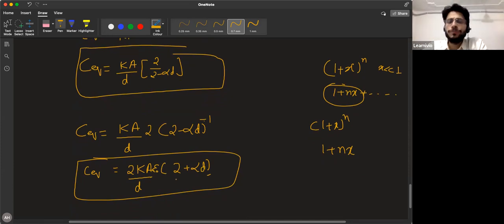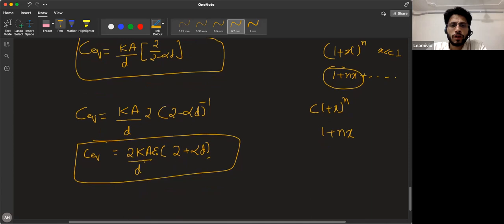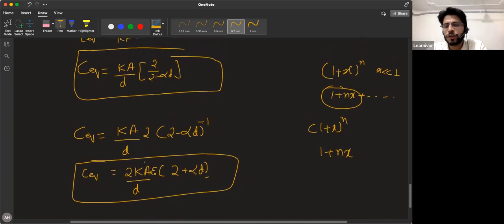Okay, so we'll stop here. In the next class, we'll do a few more numericals on capacitors, and then after capacitors, we'll start the revision of current electricity. Till next class, we'll finish current electricity for CBSE, and then we'll start the revision of current electricity, keeping JEE and NEET in mind.